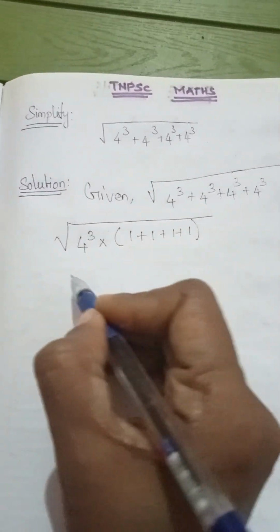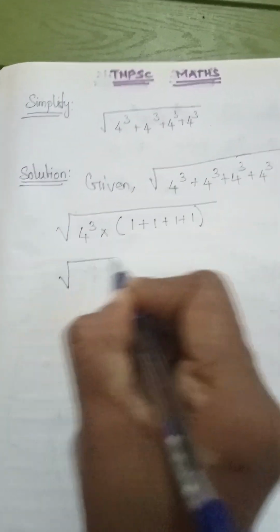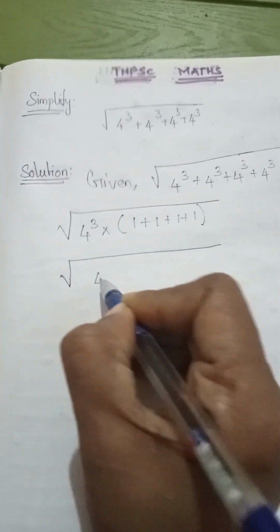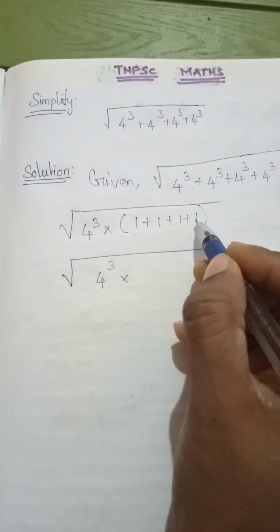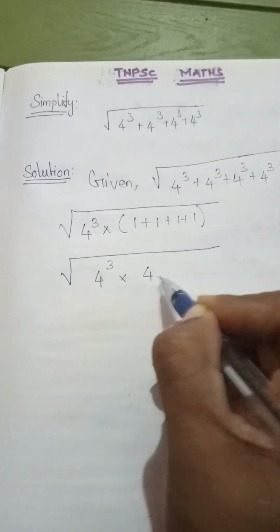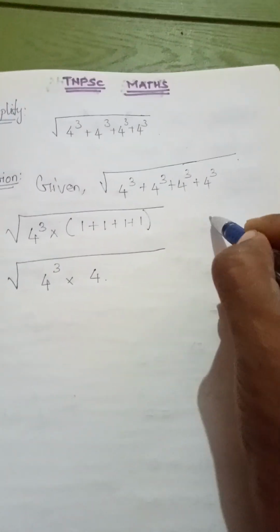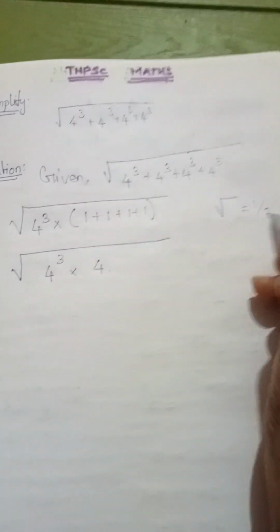Okay. Next step, square root of 4 cube into 1 plus 1 plus 1 plus 1, which is 4. Okay. This symbol is square root, which is power 1 by 2.